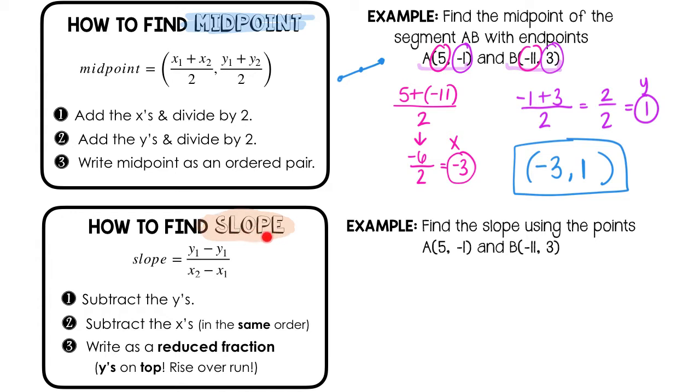When you find slope between 2 points, you're doing rise over run. Remember, that's always what slope is. It's rise over run, which is basically the change in y over the change in x. And by change, I mean the difference between them. So we're subtracting when we do slope. People get these confused a lot. With midpoint, you're adding. With slope, you're subtracting. And we want to do the y's first because we're doing rise over run, right? So we're going to do the y's on top of this.